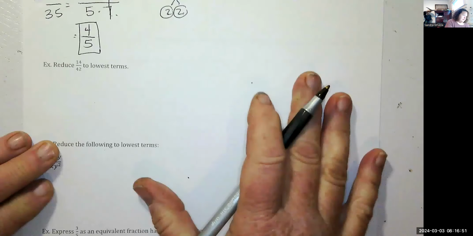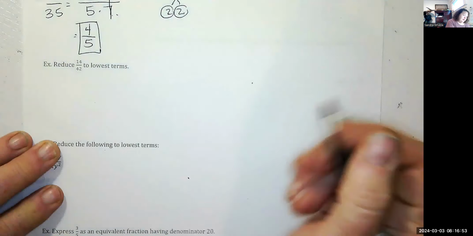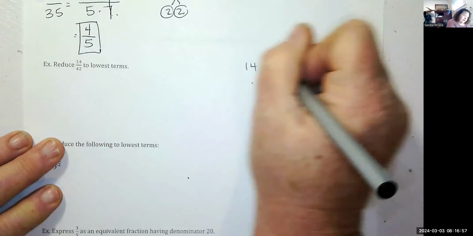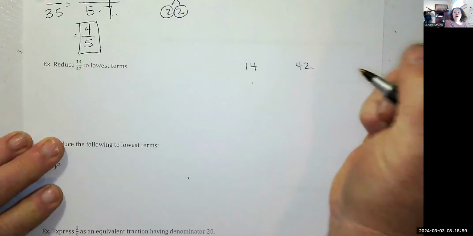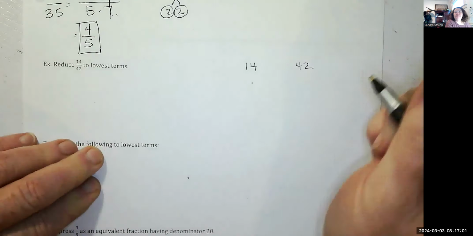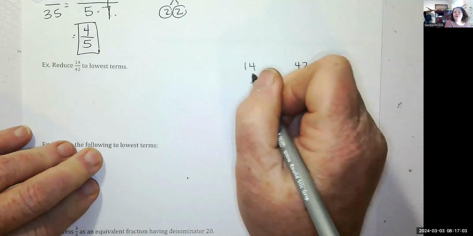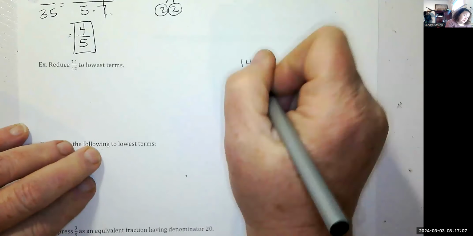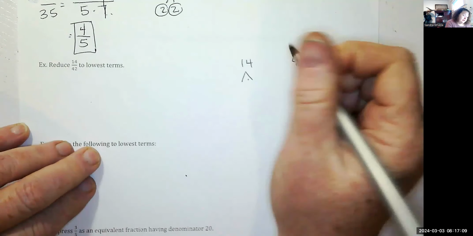All right. The next one. 14 divided by 42. Well, I'm going to come over here and do the factors of 14 and 42. Highly suggest at this point that you pause the video and attempt to do this entire next one on your own and then come back and let's do it together. So if you're back, welcome back.